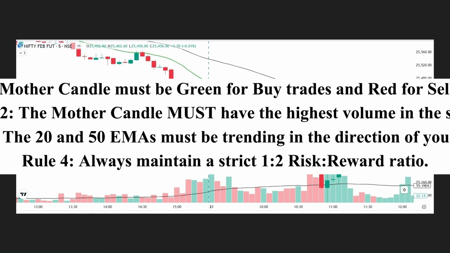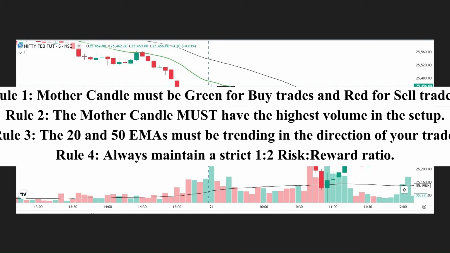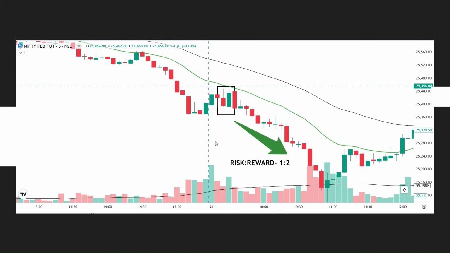The inside candle theory isn't just a pattern, it's a map of market psychology. Remember the golden rule: the mother candle must have the highest volume, and never trade against the 20 and 50 EMAs. If you apply this with the 1:2 risk to reward ratio we discussed, you are already ahead of 90% of retail traders.